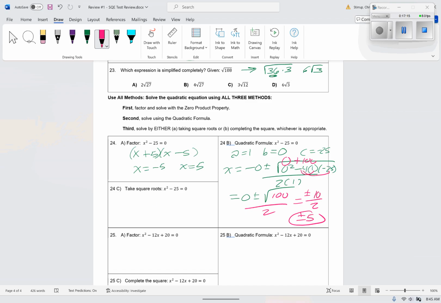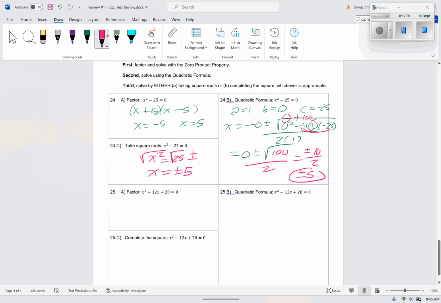Don't forget the plus minus on that one. Taking the square roots, if I add 25 to both sides, I get this. Root, don't forget the plus minus. x equals plus or minus square root of 25 is 5. That's all done.